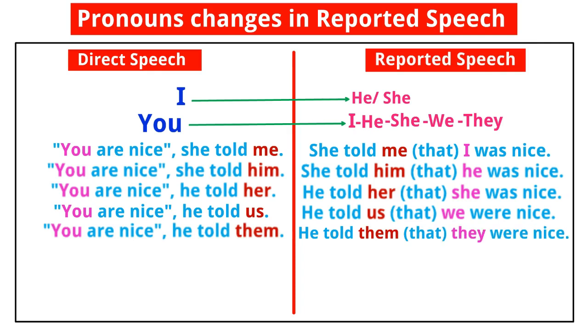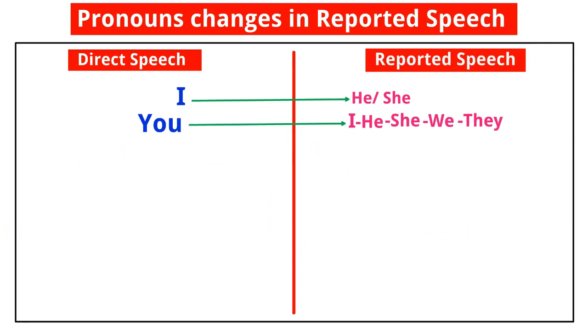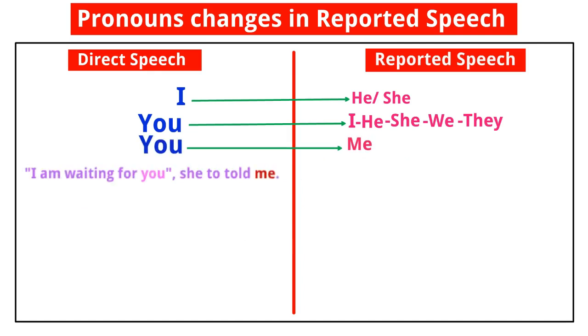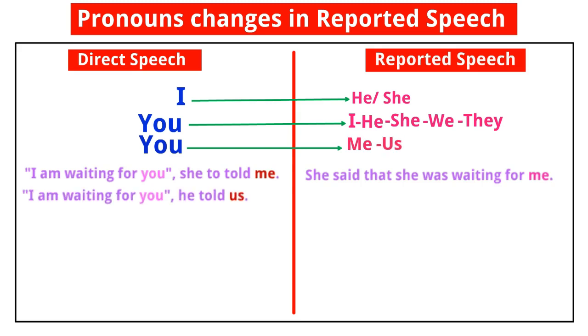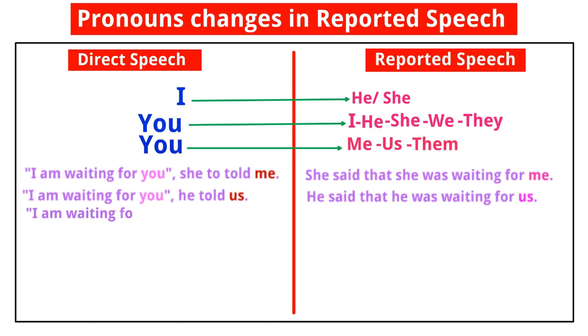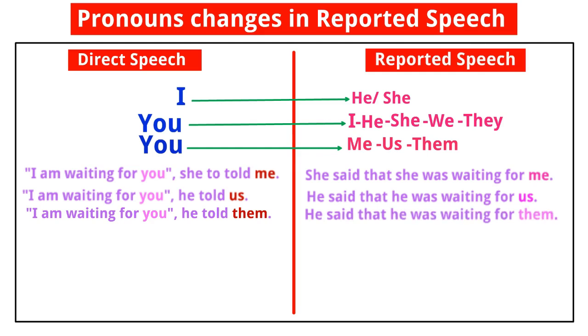You can also become me. For example, "I'm waiting for you," she told me. She said that she was waiting for me. It can also become us. For example, "I'm waiting for you," he told us. He said that he was waiting for us. It can also change to them. For example, "I'm waiting for you," he told them. He said that he was waiting for them.